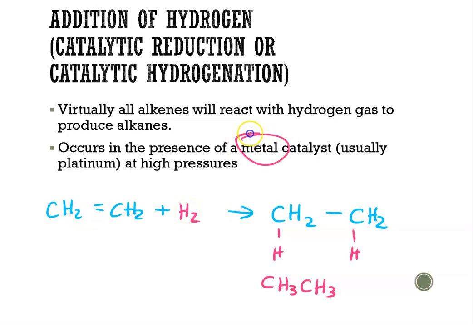This needs to happen in the presence of a metal catalyst at high pressure. Usually the metal that we use is something like platinum or palladium, because they're inert metals. We don't want a metal that is going to react with anything or oxidize or any of those things. And so we like to choose things that are not going to do that. And experimentation has shown that platinum is actually really great for this.